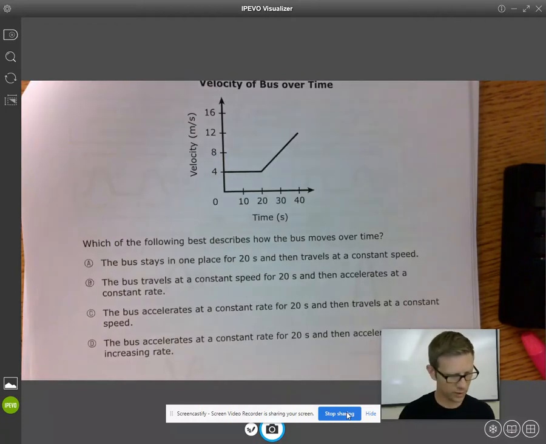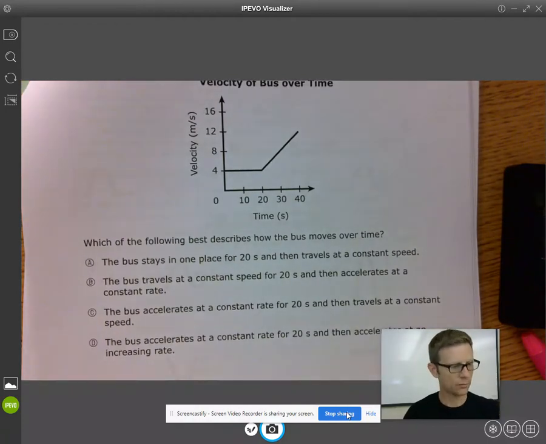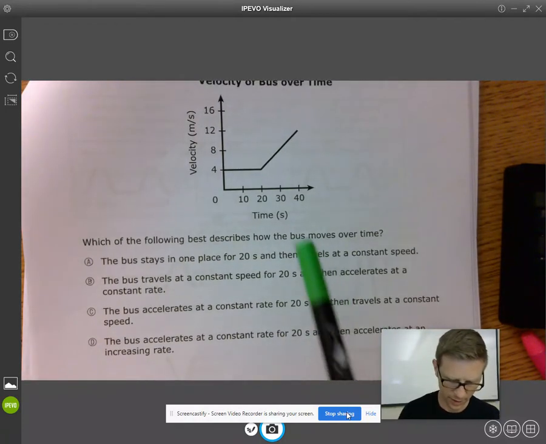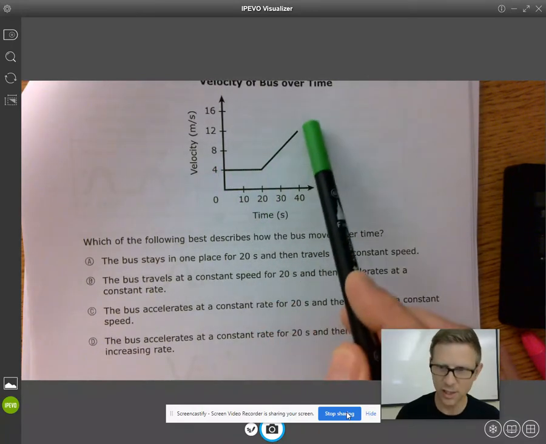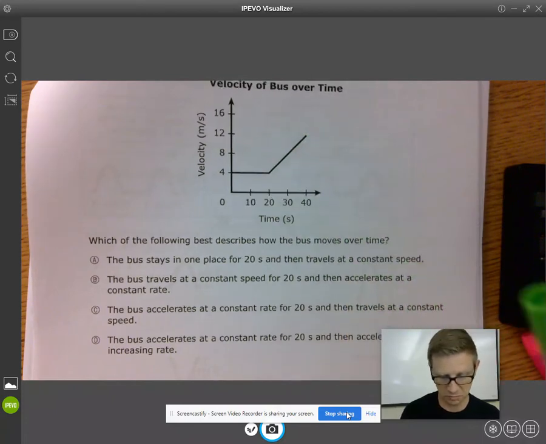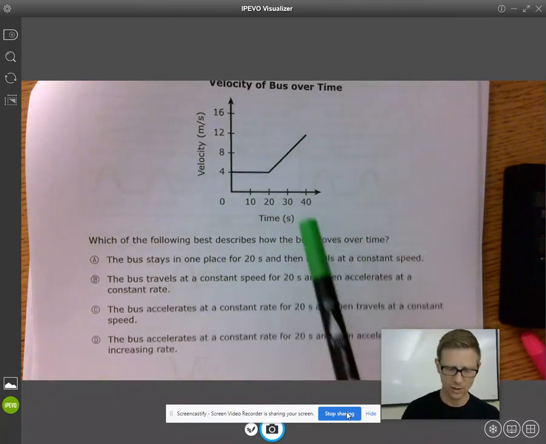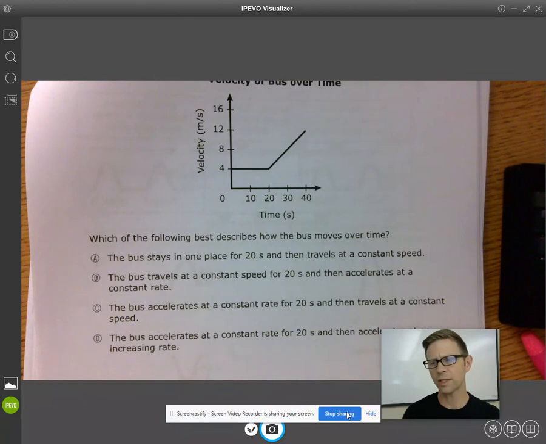Number 25, we have an object that looks like it's moving at constant velocity. Then it looks like it's changing its velocity and increasing its velocity, which means that it's accelerating. So one thing to keep in mind is velocity. If you look at the magnitude of the velocity, that means we're talking about speed. So I think the answer choice is clear. It's going at the same speed for a while, and then it increases its speed.